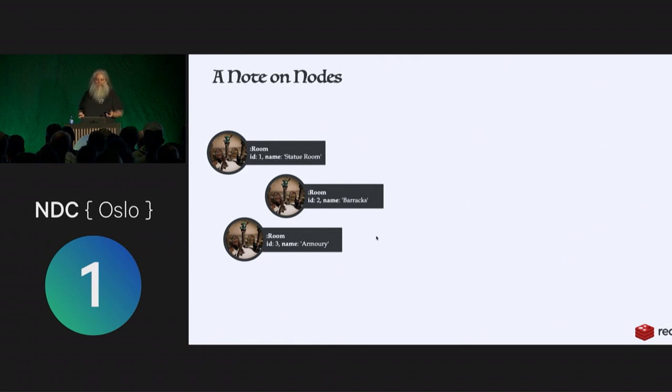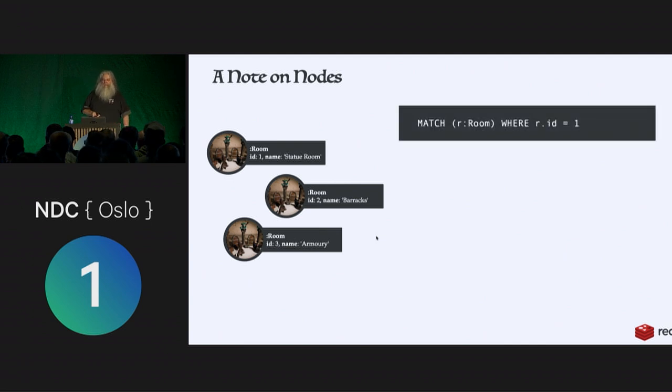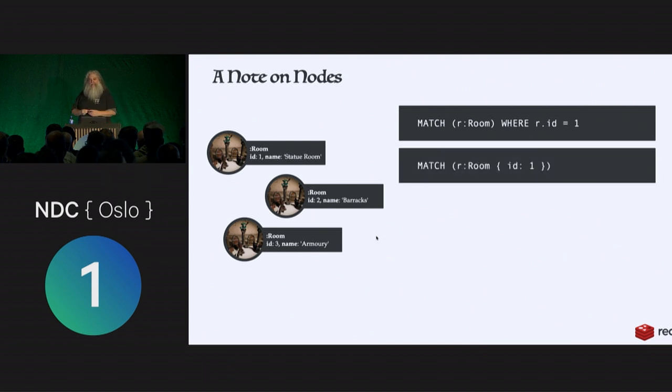I want to make a note here on the syntax. I've been using the syntax where match room where ID equals whatever, but you can also embed that into the match. So this is a little more concise. You're saying match the pattern of a room where the ID is one, where it's got a property of one. And you could put multiple properties on there. So you could say, I want all rooms to have an ID of one and a name of, you know, statue hall.